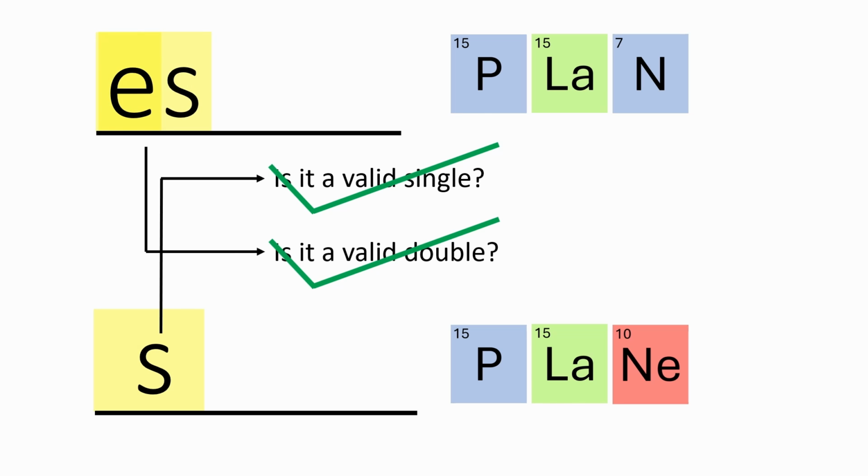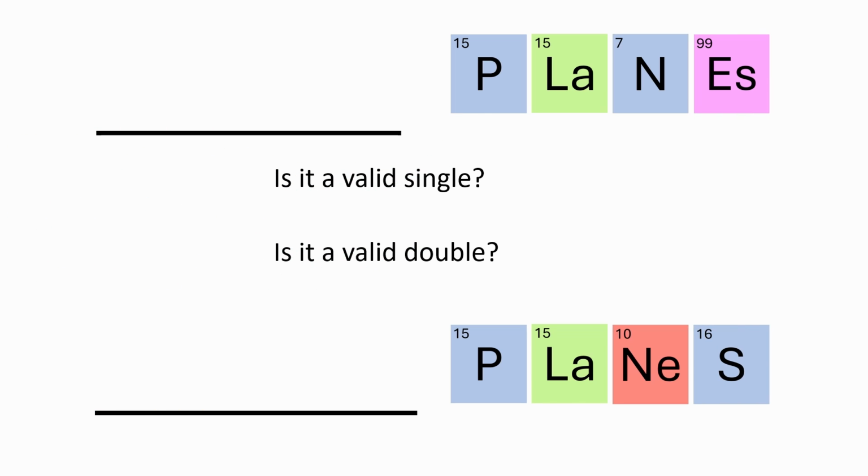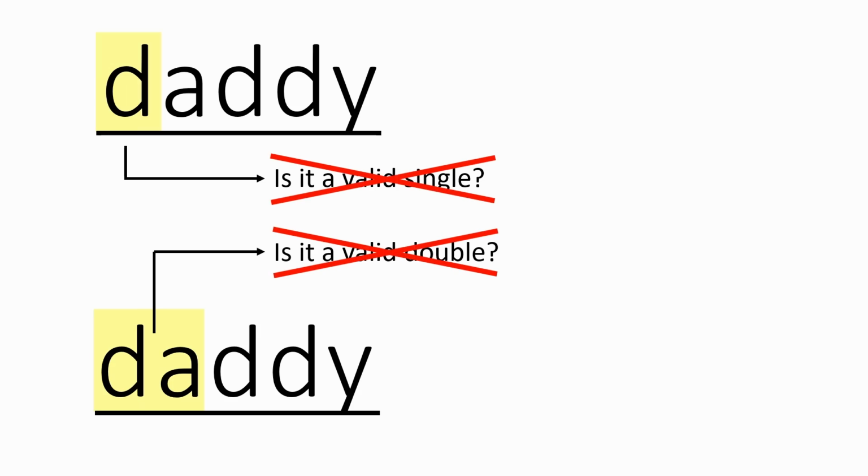This continues until we run out of word, which means the word would be considered valid, or until we find that both a single and a double don't fit, in which case the word is invalid.